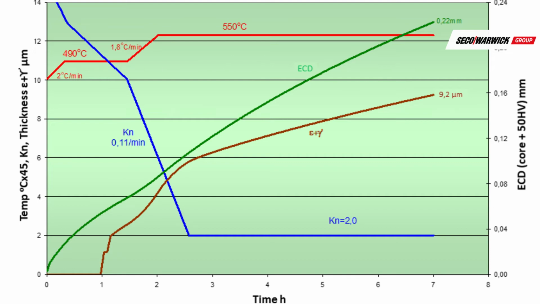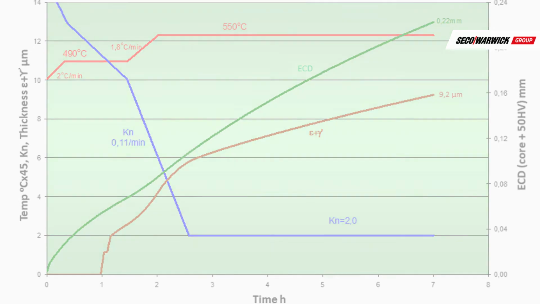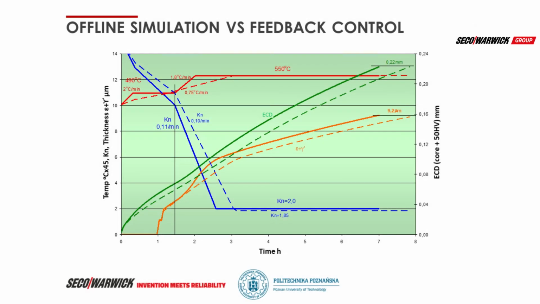As a result, a layer consisting of epsilon and gamma prime with a thickness of 9.2 micrometers and a diffusion zone of 0.22 millimeters was achieved. The time of the process, calculated from 450 degrees Celsius, so from the beginning of calculations until acquiring the desired layer, was 7 hours. This graph shows a comparison between the simulation mentioned before and a process with lower speed of heating up and potential reduction.